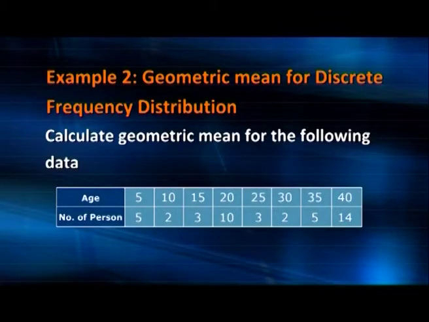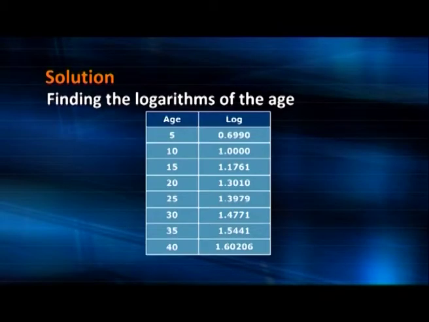In the second example, we are required to calculate the geometric mean from the discrete frequency distribution table given. Finding the logarithms of the age as the x variable, we get the log of 5 as 0.6990, for 10 as 1.0000, and so on for the other variables as shown in the table.